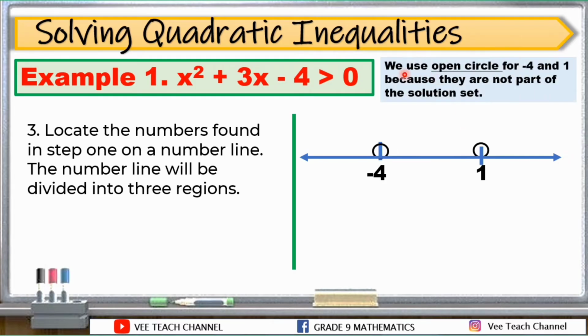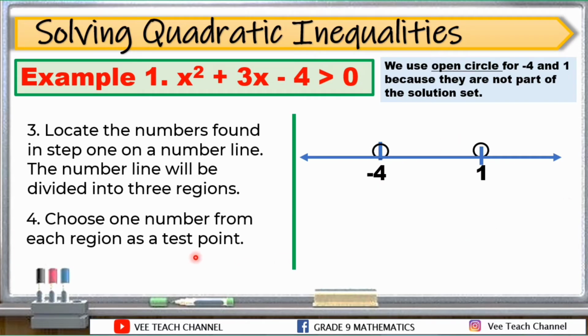And we will use open circle for negative 4 and 1 because they are not part of the solution set. Remember, ang ating inequality symbol ay greater than. And with that, hindi natin isasali yung negative 4 and 1 as part of our solution set. Okay. Makikita nga natin na nahati na sa tatlong regions yung ating number line. Now, choose one number from each region as a test point. We have this as our first region, second region, and then yung third region.